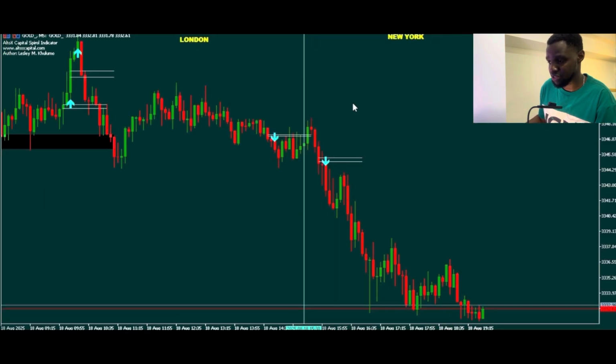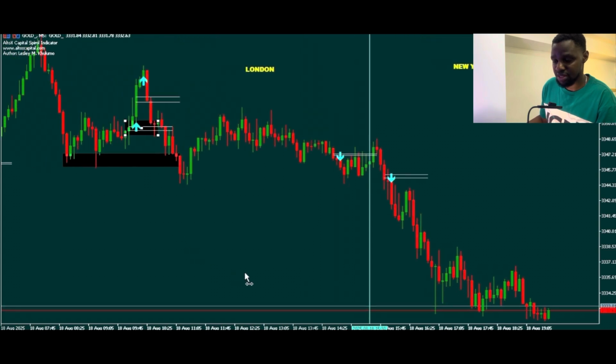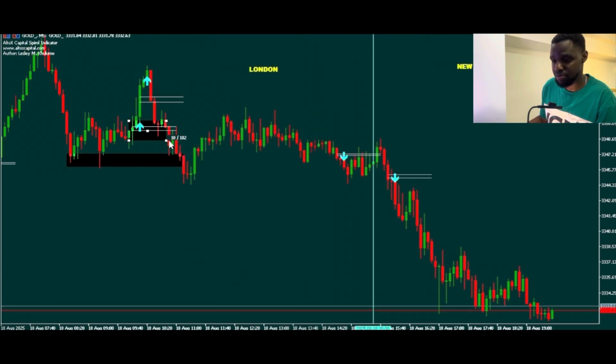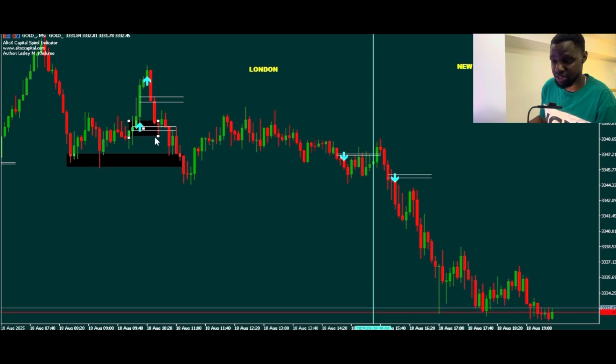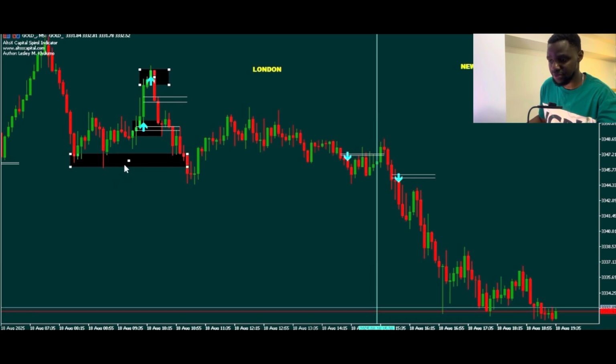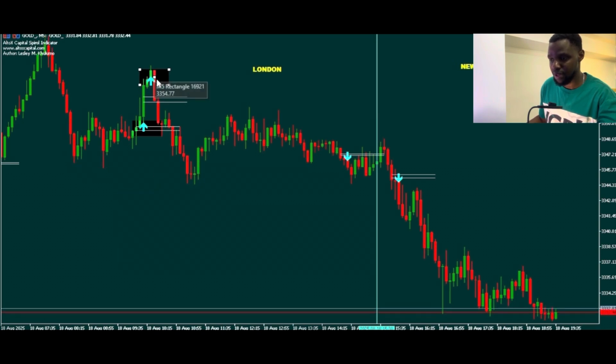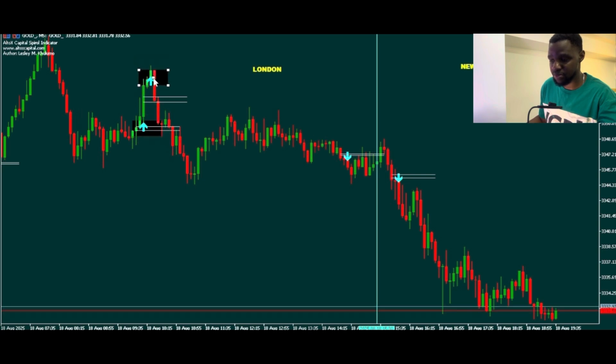So I'm just going to maximize the chart so that it's clear enough, right? So if you can see right over here, we had this buy arrow right here during the London session, and then we had again another buy arrow right here, right? Let me just delete this one here. So we had a Spiral X buy arrow here and another Spiral X buy arrow right there.